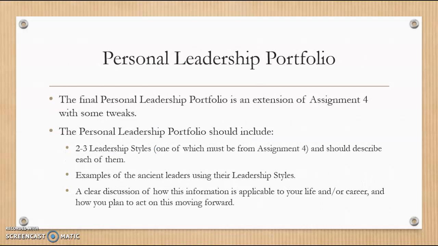The final personal leadership portfolio is an extension of Assignment 4. It will ask you to expand on some things and add others. Your final submission should include a discussion of 2 to 3 leadership styles, one of which must be the style that you discussed in Assignment 4, and your final submission should explain and describe each of them. Examples of the ancient leaders using these leadership styles, and a clear discussion of how this information is applicable to your life and or career, and how you plan to act on this moving forward.